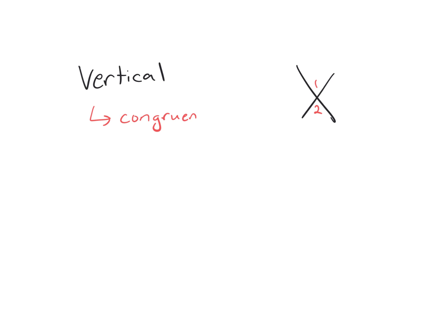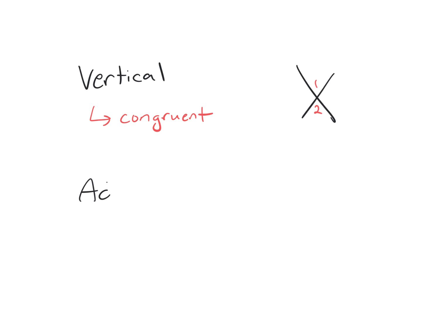What do we know about vertical angles? Yep, so if I draw a picture here, our vertical angles would be angle 1 and angle 2, right? Those are vertical angles. What do we know about the measures of vertical angles? What's the word for that? Congruent. Yep, their angle measures are the same, or they're congruent.